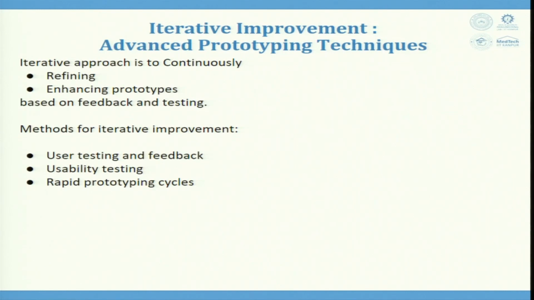Further, the iterative approach is to continuously refine and enhance prototypes based upon feedback and testing. Methods of iterative improvement could be user testing and feedback, that is gathering insights from end users to identify areas for improvement. It could be usability testing, that is assessing the usability and effectiveness of prototypes through user interactions. Then rapid prototyping cycles, implementing quick iterations to address design flaws and enhance functionality.